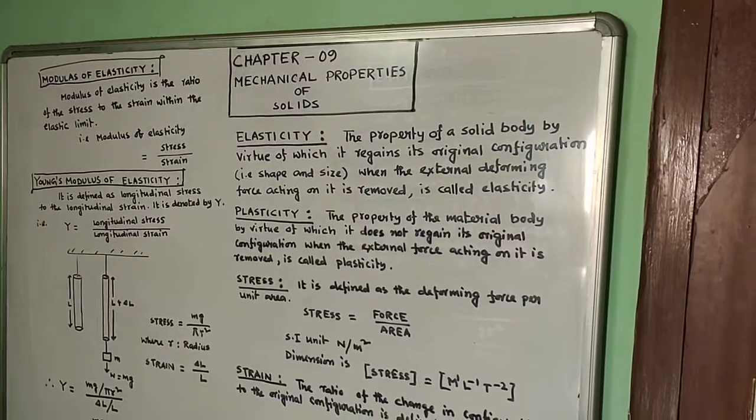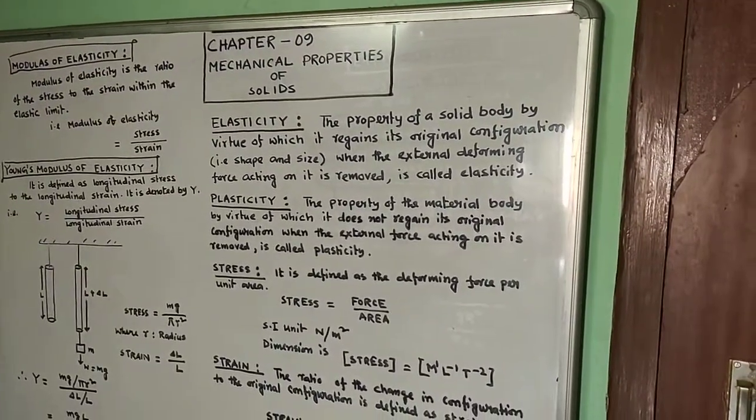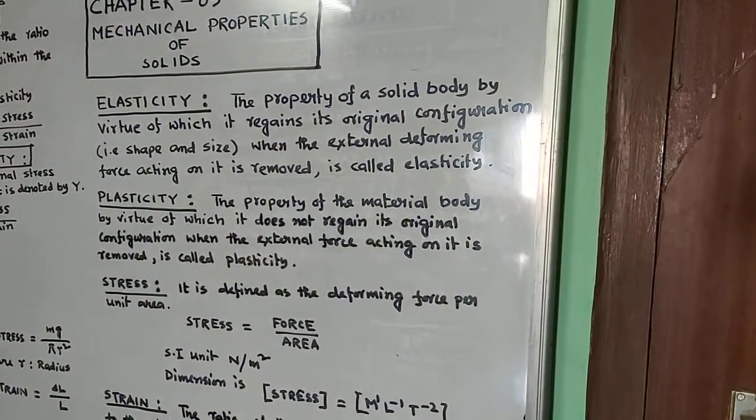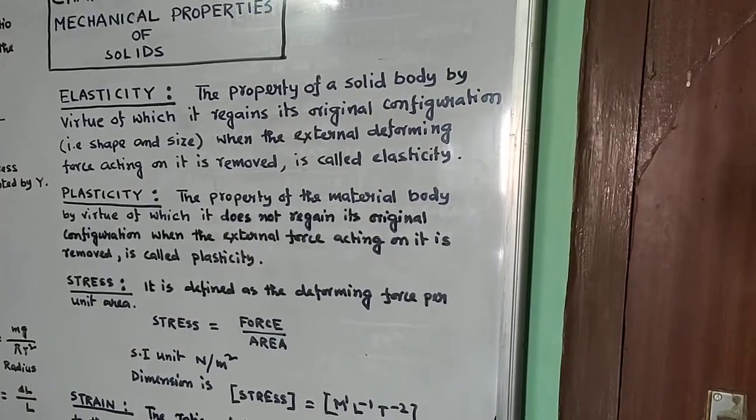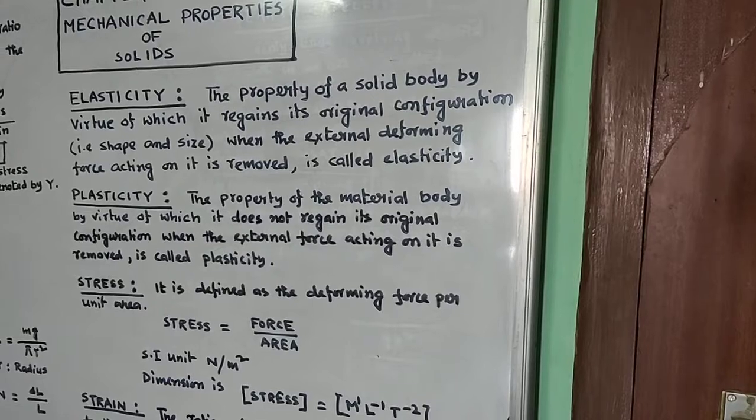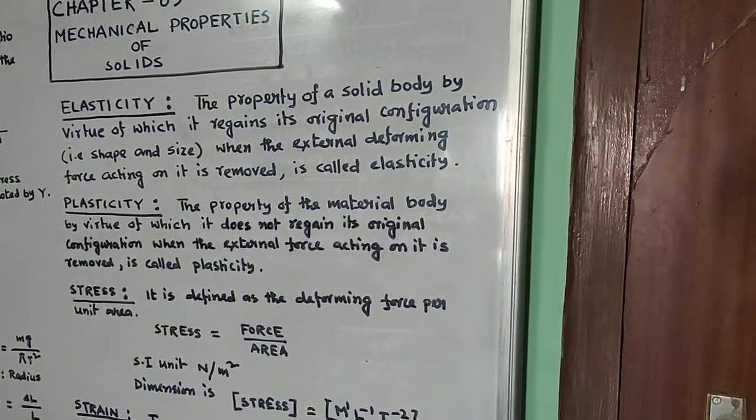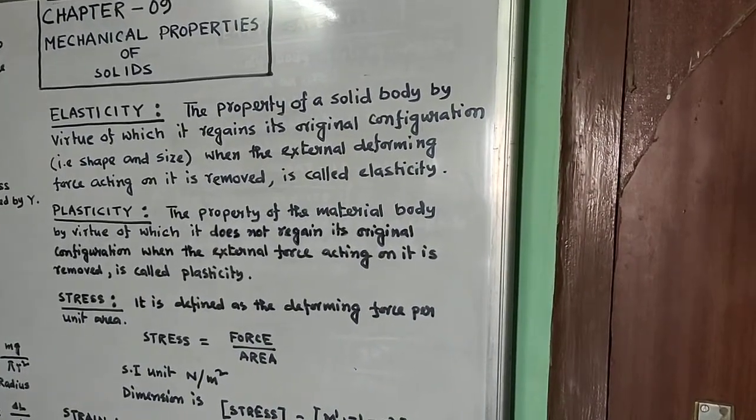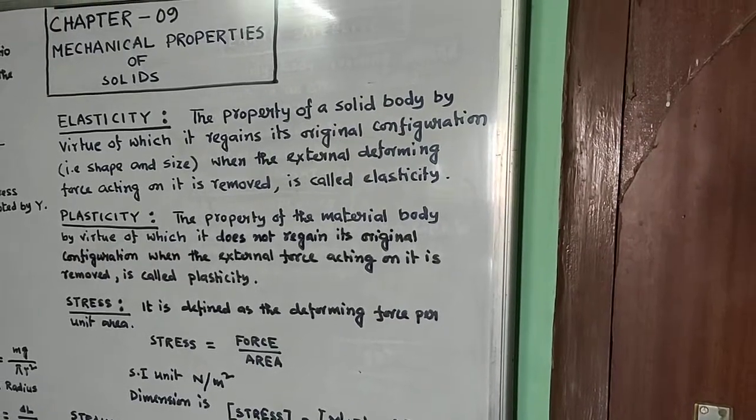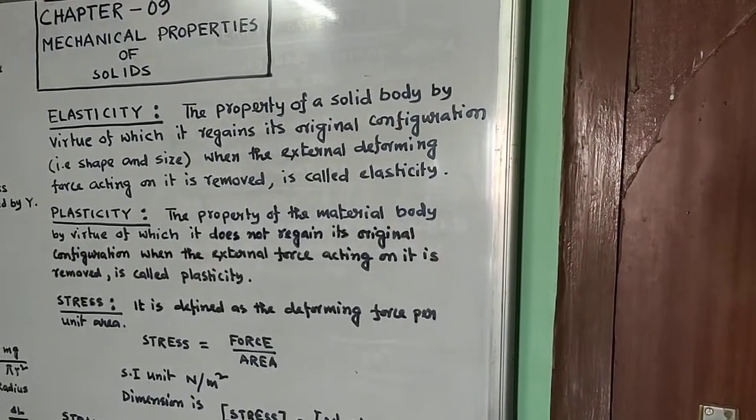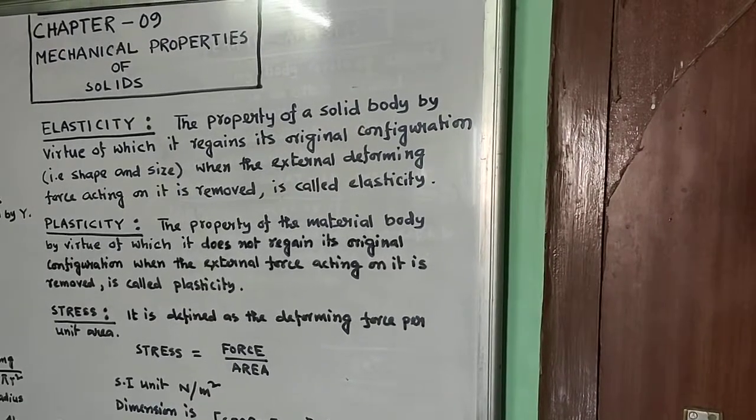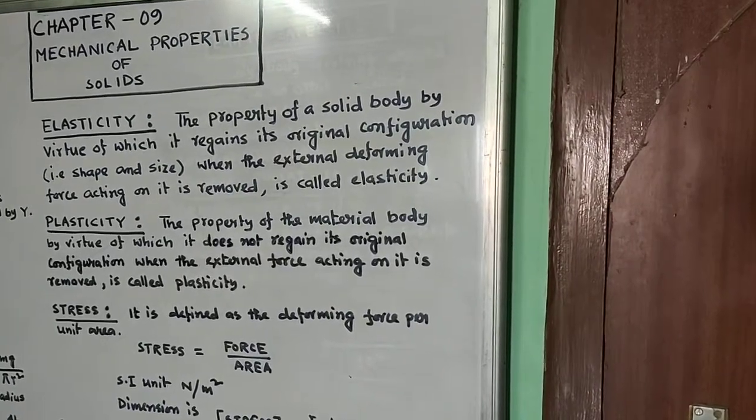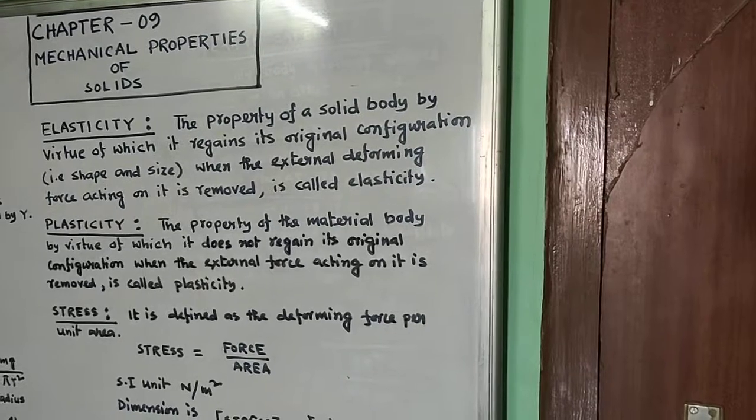So first of all, let me define the term elasticity. As per the definition, it says that the property of a solid body by virtue of which it regains its original configuration, that is shape and size, when the external deforming force acting on it is removed is called elasticity. Suppose you have an object and you apply a deforming force, so what will happen? Its configuration will change. Configuration means shape and size will change. Now when you remove the deforming force, if the object regains its configuration, then it is defined as an elastic object, or the property is known as elasticity.